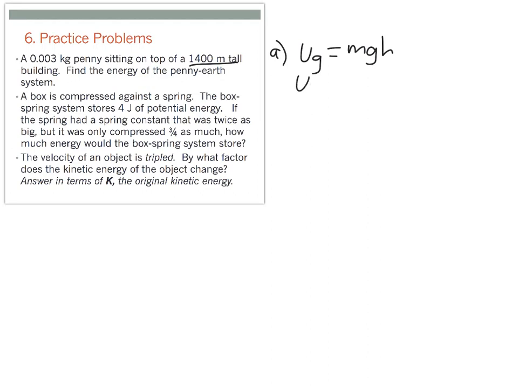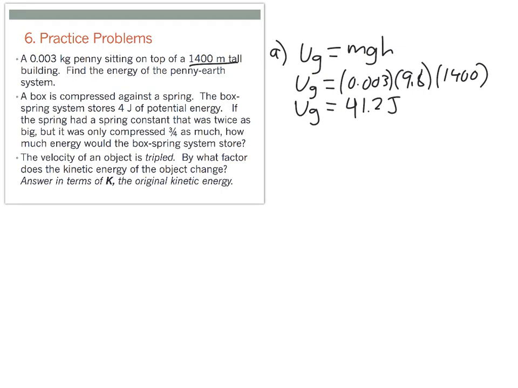And so we're going to go ahead and plug in the mass of the penny, g, which is 9.8, and the height of the building, and we find that the gravitational potential energy of the penny-Earth system, because remember it's between those two, is going to be 41.2 joules.